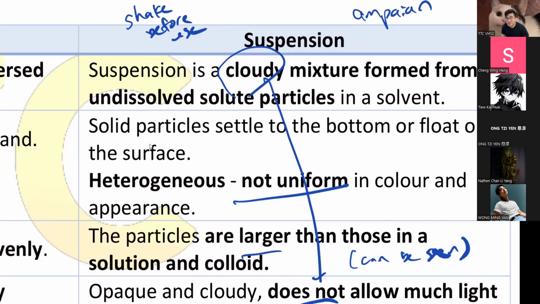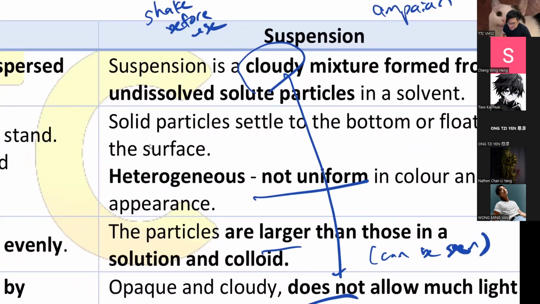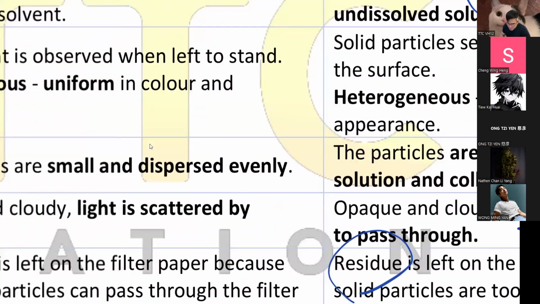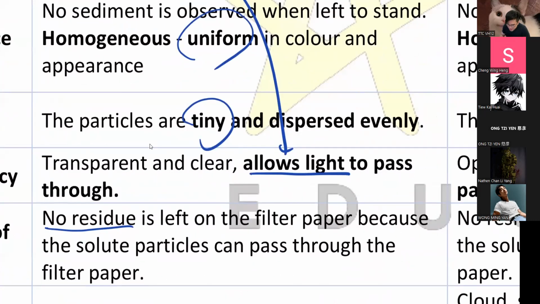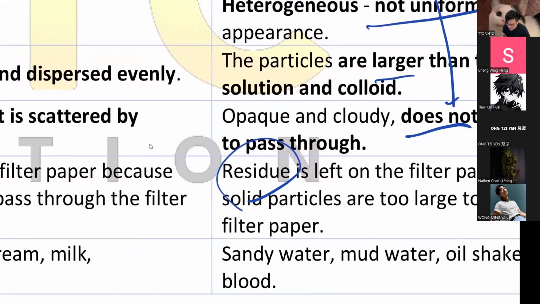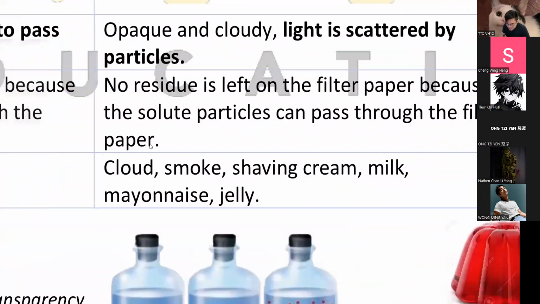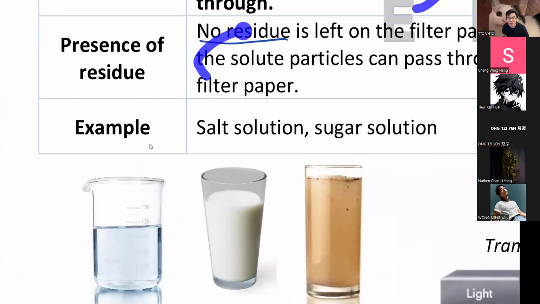You see, mayo is really weird, right? Mayo is cloudy. It's dirty, right? Light cannot go through mayo. But mayo doesn't settle though. Mayo is uniform. You don't need to shake mayo, right? Does mayo allow light through? No, not really. But can you filter mayo? No, you can't. So can you see it's like a half thing? Mayo is like half solution and half suspension.